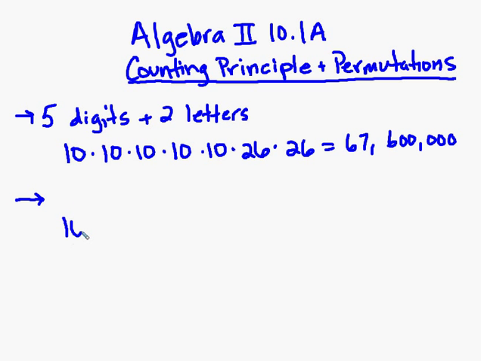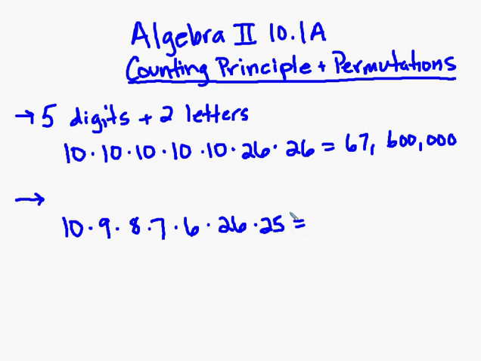So for the first, I have 10 digits to choose from. And now that I've selected one of those digits, I only have 9. And now that I've selected 2, I only have 8. And having selected 3, I have 7 left. And having selected 4, I have 6 other possibilities left. And that's multiplied by letters with 26 possibilities. And now that I've selected one of those possibilities, I only have 25 left.